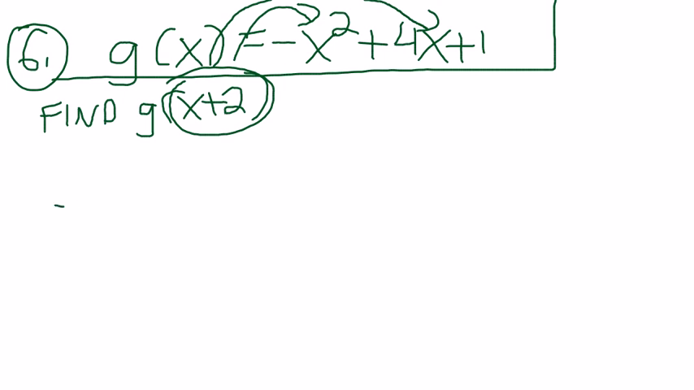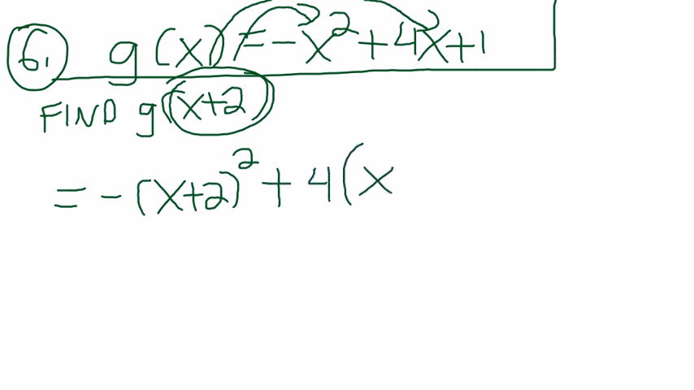So when we do this, we're going to have, let's see here, negative on the outside. That x is replaced with x plus 2 quantity squared. And then plus 4 times x plus 2. And then I'm going to just bring down this one, so it's plus 1. So it's just a matter of FOILing and simplifying, combining like terms. That's pretty much what this problem's about.